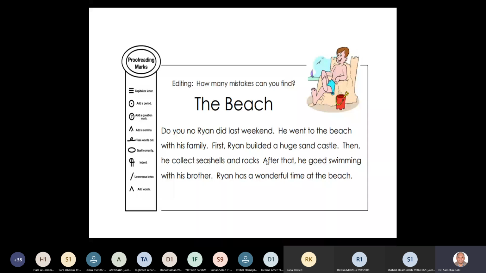Thank you so much. Can I? Yes, go ahead. It's Ilaf Ahmed. In the second line, when he said first Ryan build it, it's not build it, it's built. Absolutely. Okay, so this is an irregular past where you don't use ed. So it's built. Ryan built a huge sand castle.